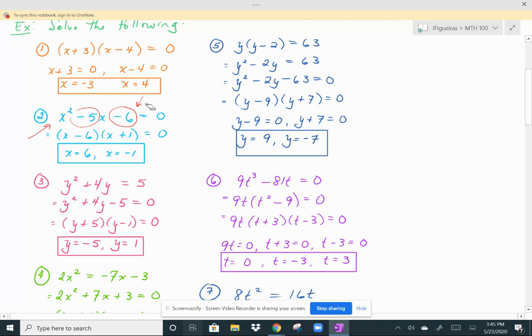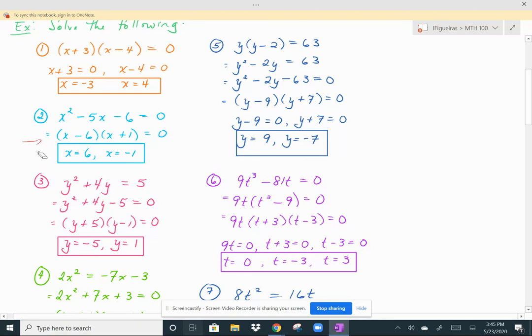So what will work? Negative 6 and positive 1. So my factors are x minus 6 and x plus 1. When you set each factor equal to 0, as I did in the previous example, you get that x equals 6 and x equals negative 1. Again, two solutions.